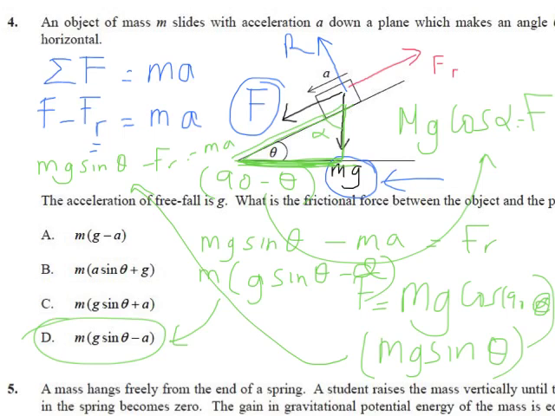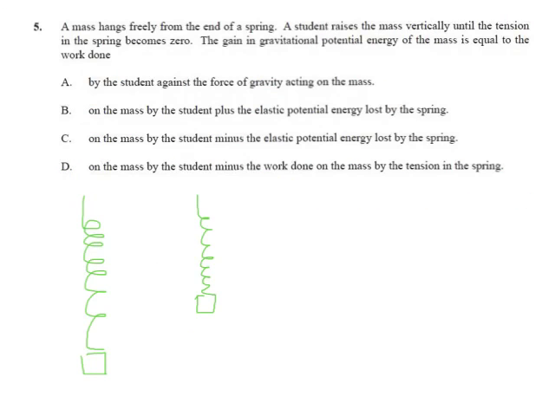This is a really common question, so it's definitely worth taking a step back now and going through each step in this question until you're sure you understand it. A mass hangs freely from the end of a spring, so it's stretched out. So here we have the mass stretching the spring, so it's in tension. A student raises the mass vertically until the tension in the spring becomes 0. The gain in gravitational potential energy of the mass is equal to the work done.